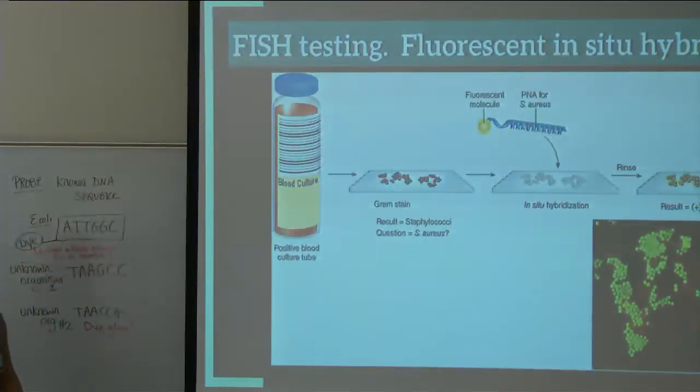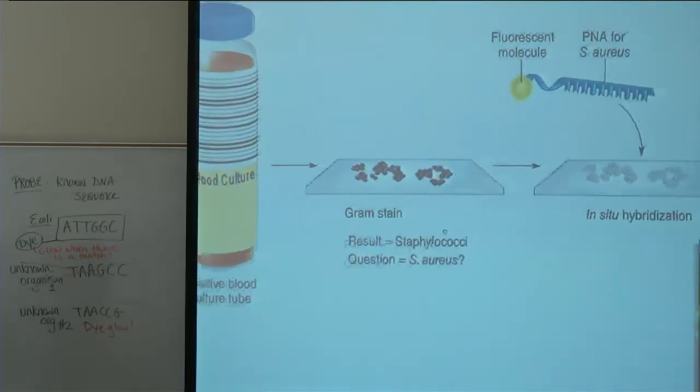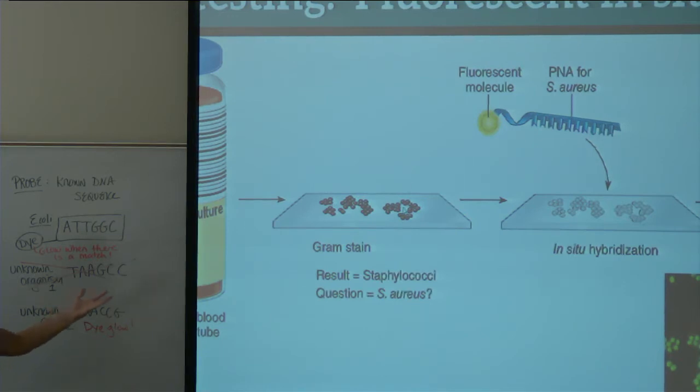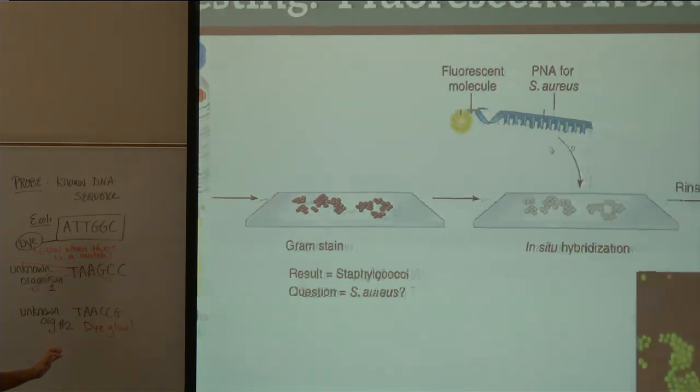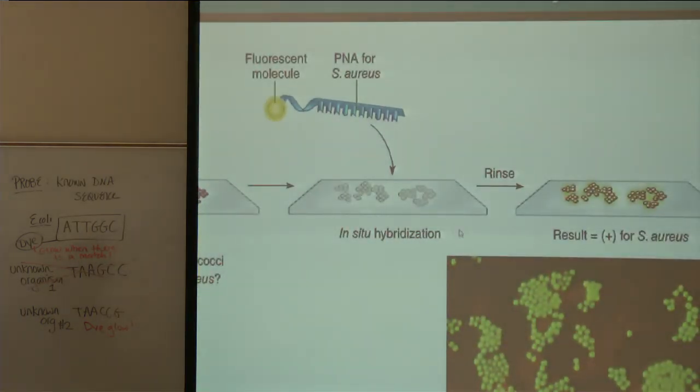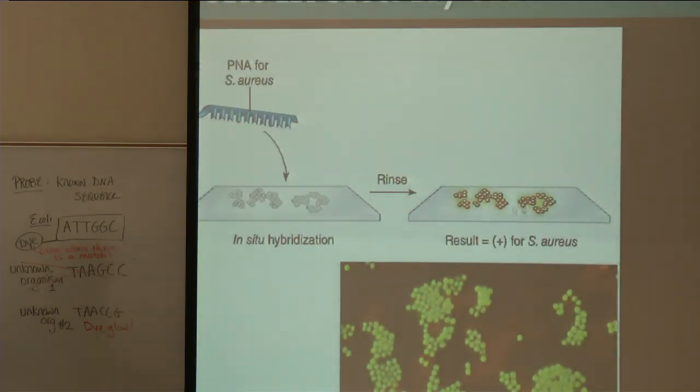So here we take a patient sample, we run a gram stain, and we see it's staph. We know it's gram positive, all right, we narrowed it down to staph. But what type of staph is it? So let's use this probe, which is complementary to Staphylococcus aureus. You want to know if it's Staphylococcus aureus. Here's a little dye, a little fluorescent molecule. Here are these complementary bases. We're going to run this in situ hybridization. And if we see this glowing, it's because there was attachment. That would be a positive result. So we know that this unknown bacteria is that strain of Staph aureus.